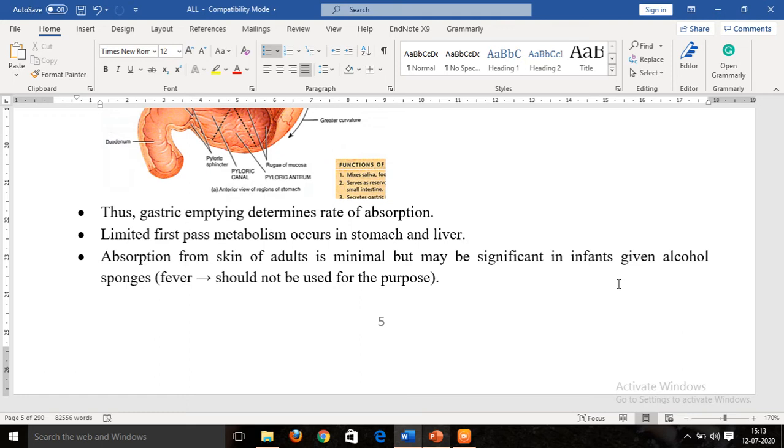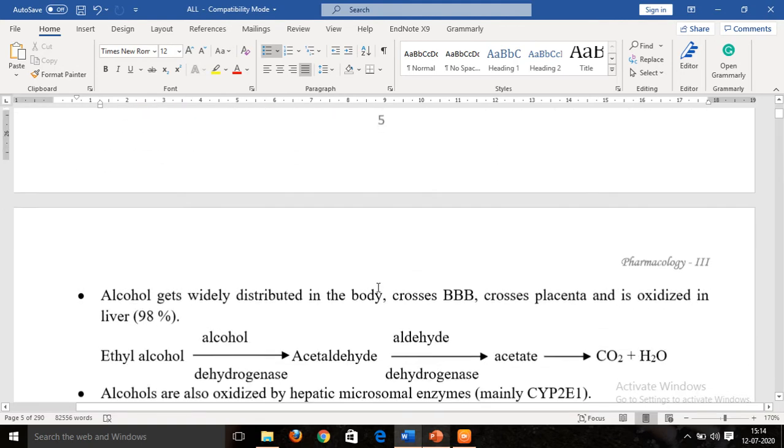So in case of fever, you are not supposed to use alcohol sponges in the infants. Why fever? Because once it is applied on the skin, we have seen under local action that it evaporates very quickly and produces a cooling sensation. So it may help in reduction of the fever, the body temperature. However, in case of infants or small babies, you are not supposed to use alcohol sponges. Rather, you should prefer ice water or cold water to reduce the fever, otherwise it will get absorbed systemically.